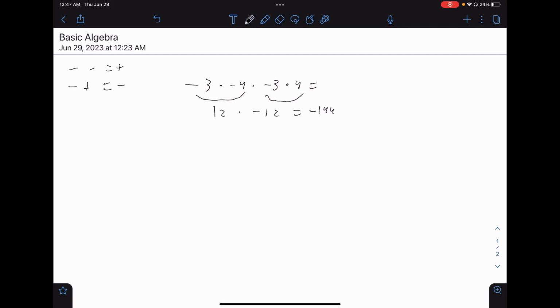Simple, easy as that. You can even confirm it in your calculator if you want, like I'm going to right now, so I don't mess up during the video. Right, -144. So that's how you deal with positives and negatives when you're adding, subtracting, multiplying, and dividing in algebra.